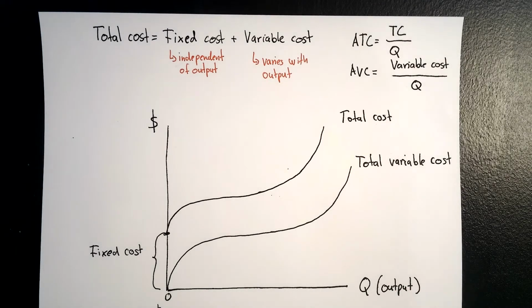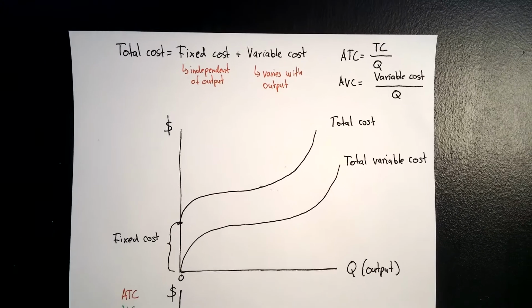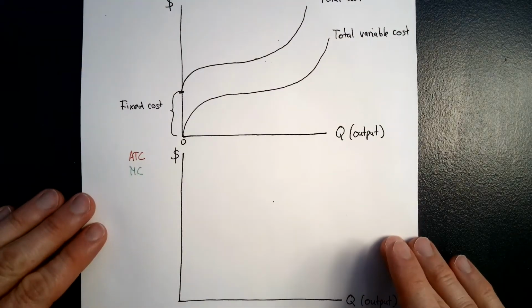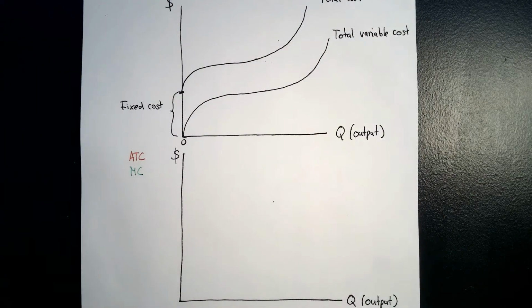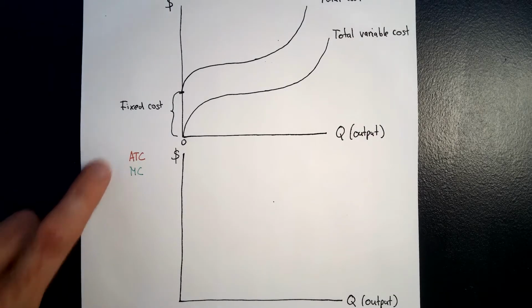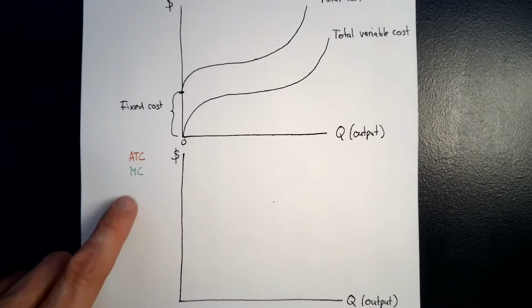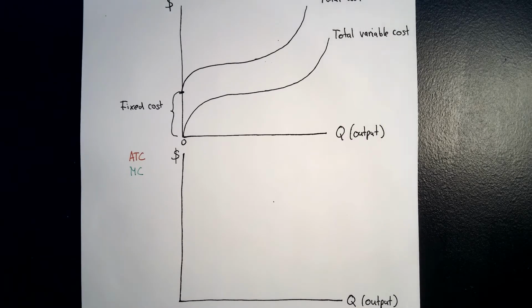Okay? Now, if you have seen the video on producer theory, we have looked at the average product and the marginal product. Now, in this video, we are going to look at very similar concepts. So what we are going to do is derive in the bottom graph here what is called the average total cost and the marginal cost.